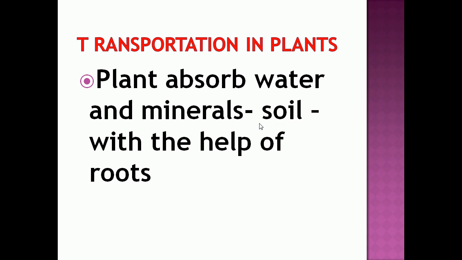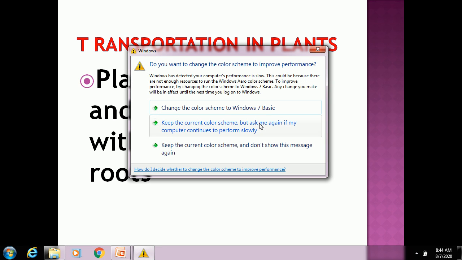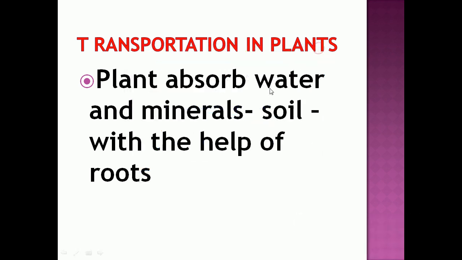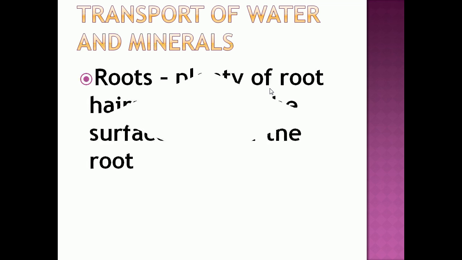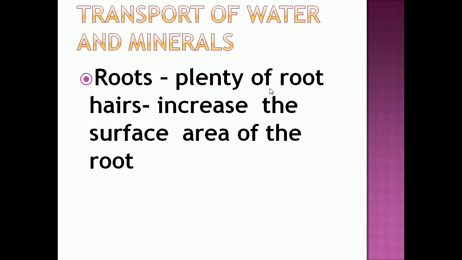Let us study how the minerals and water reach the leaves and how the food prepared in the leaves reaches the different parts of the plant. So first we can see about the transport of water and minerals. As we know, plants absorb water and minerals with the help of their roots.